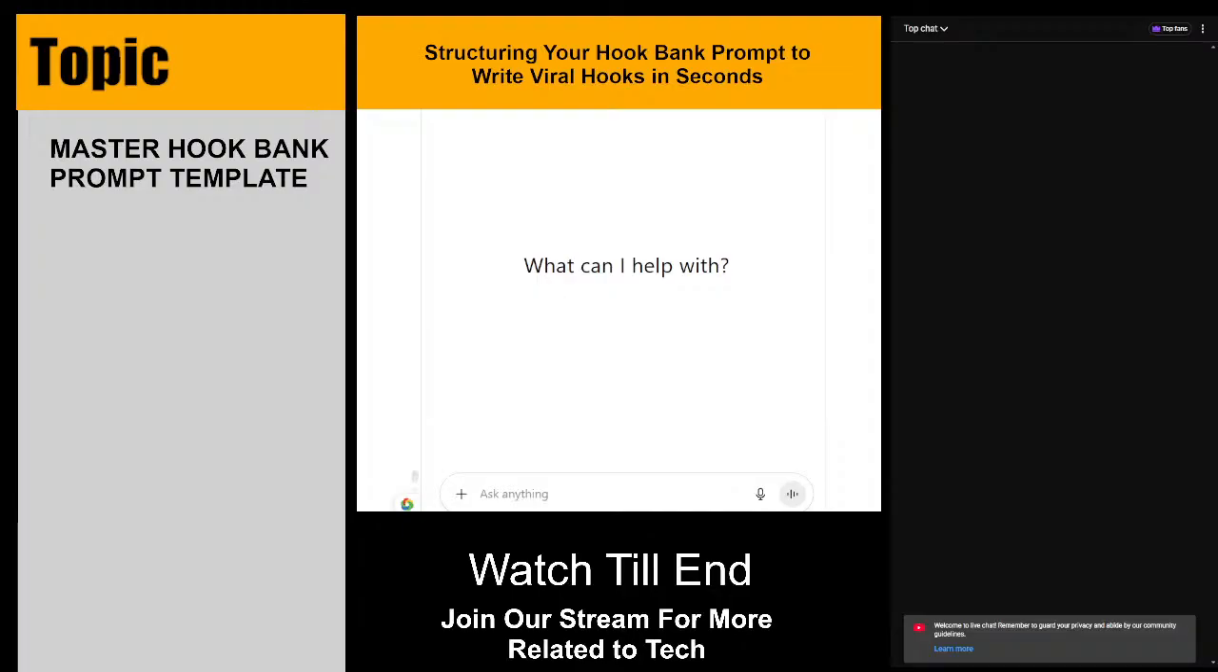Hi everyone, we are again here with our new topic, and where we left off yesterday, that is: build your hook bank prompt. Now why is it important? Because when you write dozens or hundreds of headlines or hooks, you will reach a point where ideas repeat or they feel safe. That's when the quality drops.